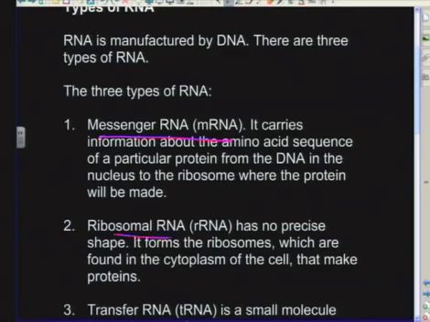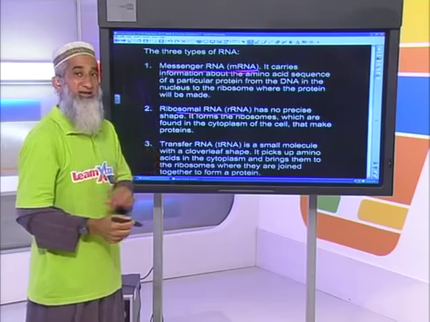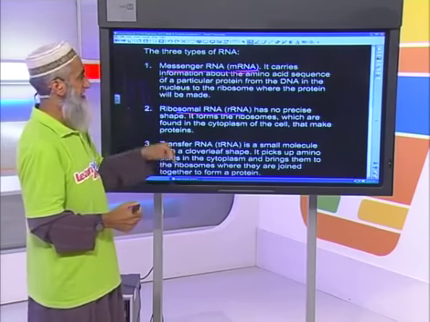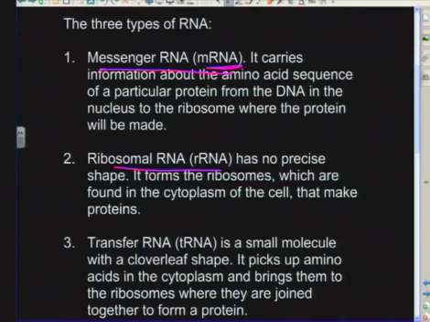Secondly, ribosomal RNA. Notice the abbreviations used. These are standard abbreviations. You can use them in your writing of your answers. mRNA can be used for messenger RNA. rRNA can be used for ribosomal RNA. And tRNA can be used for transfer RNA. Now let's look at each one.